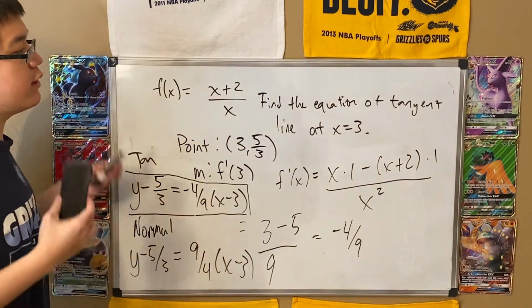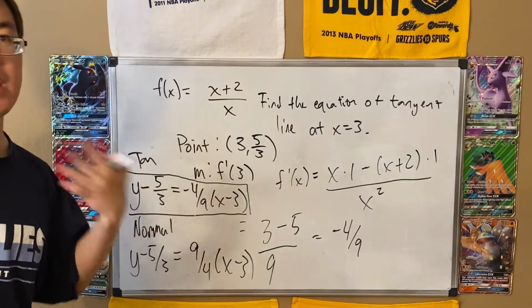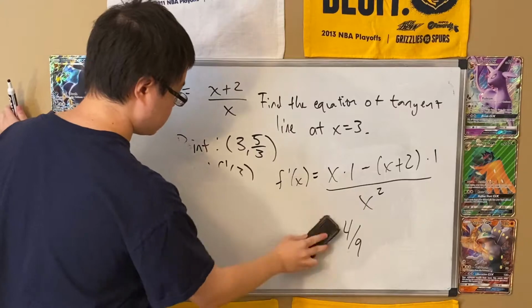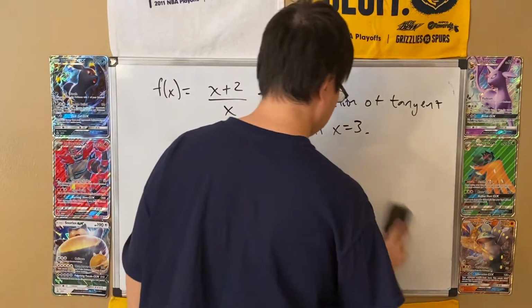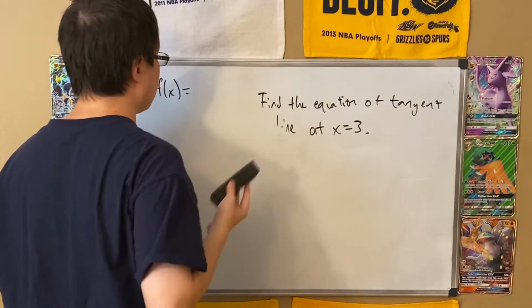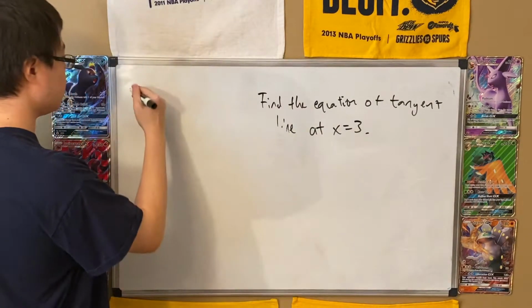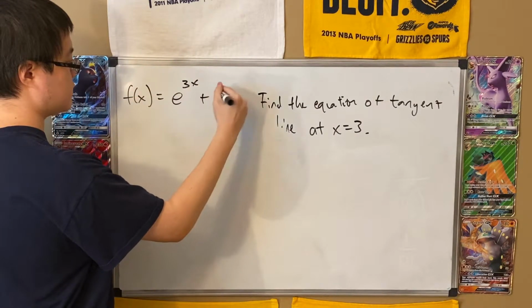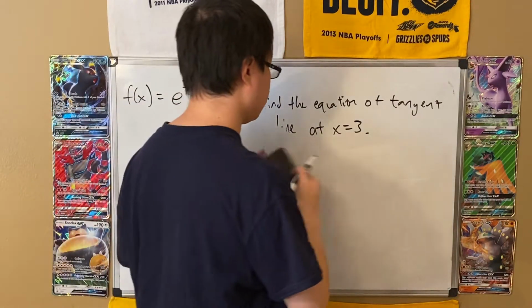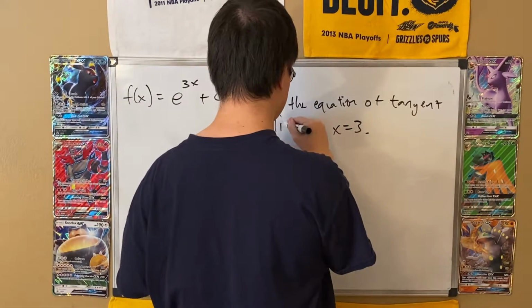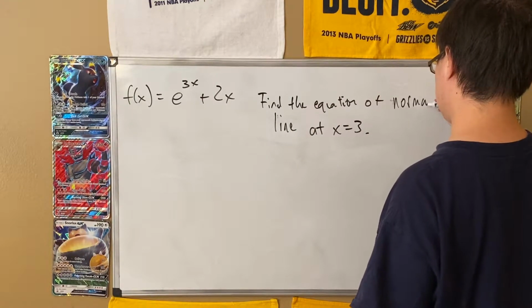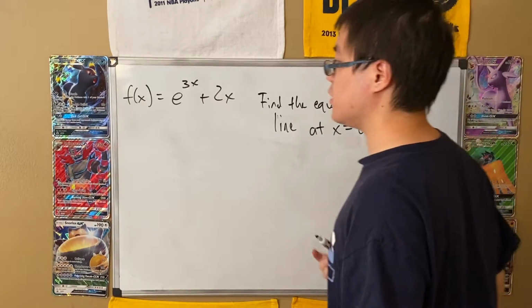So let's do another one of this level where you find the tangent line and the normal line. So I'm going to erase this now. I'm going to erase this. Let's see. So the hardest part about this is probably just taking the derivative correctly. So we're going to have f of x is equal to e to the 3x plus 2x. And we're going to find the equation of the normal line now. So let's just erase the word tangent and put normal. And then we're going to put 0. So this is going to be our question.